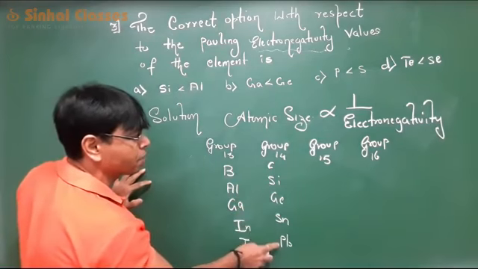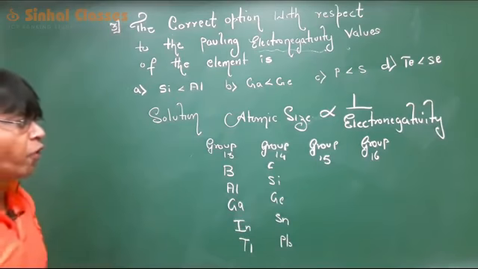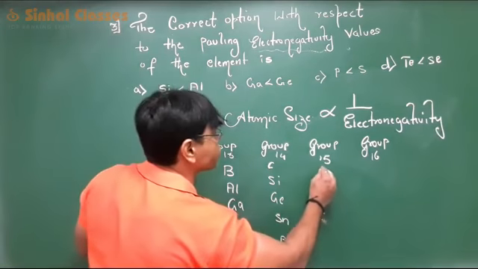Corruption se gayi sarkar peeche. So you can remember in this order. Group 14. Nitrogen family.